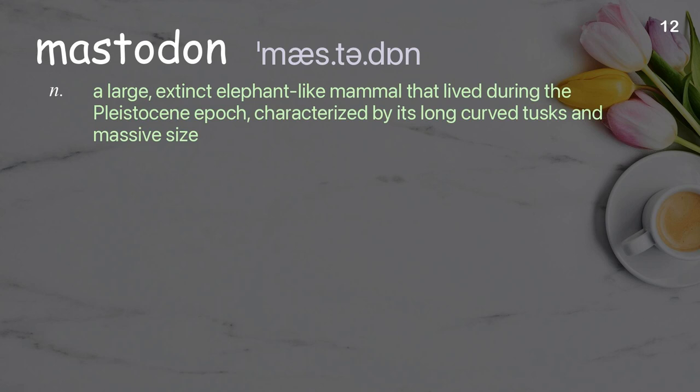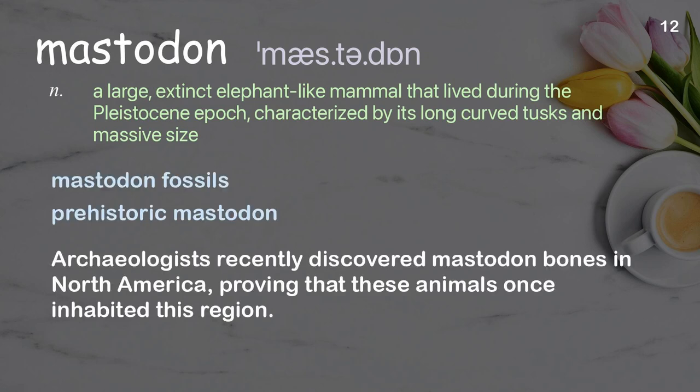Mastodon. A large, extinct elephant-like mammal that lived during the Pleistocene epoch, characterized by its long curved tusks and massive size. Examples. Mastodon fossils. Prehistoric mastodon. Archaeologists recently discovered mastodon bones in North America, proving that these animals once inhabited this region.